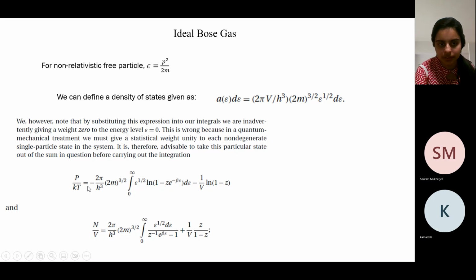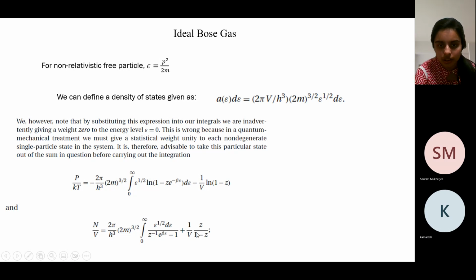And then you have this 1 by v, which comes because you initially had pv by kT, and then you divided by v. Earlier there was an integration over the position coordinates, so v got cancelled. Here, because you have not done the integration, you have this 1 by v term. You're just taking the epsilon equal to 0 case outside the integral. This is what you have done here. Similarly, you have done the same thing here, right? This is not integration by parts. Now it's clear, right?